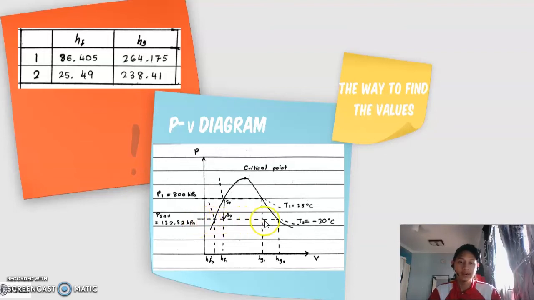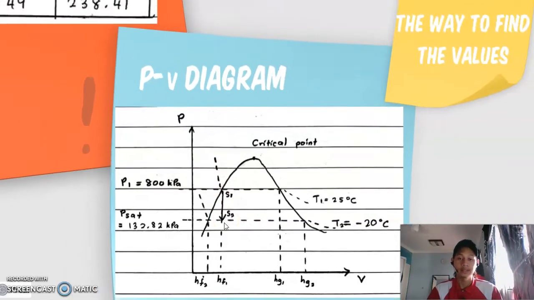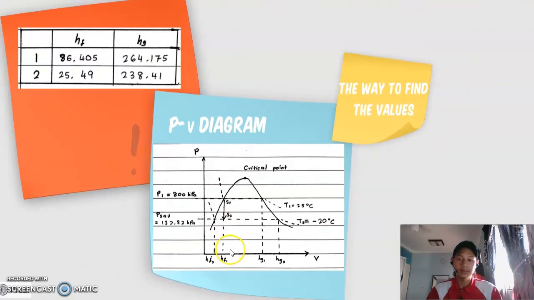So this is my final state, and the final temperature is T2 equal to negative 20 degrees Celsius. And in this line, we can see why I make S1 equal to S2, because of the word throttle. So the throttle means that H1 is equal to H2. We assume it. And next, we must find the enthalpy. So this is the enthalpy that we need to find. How do I find this value?